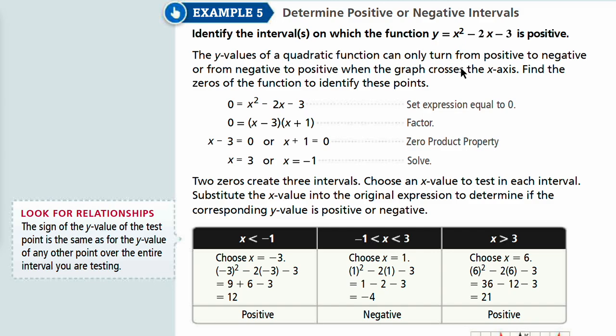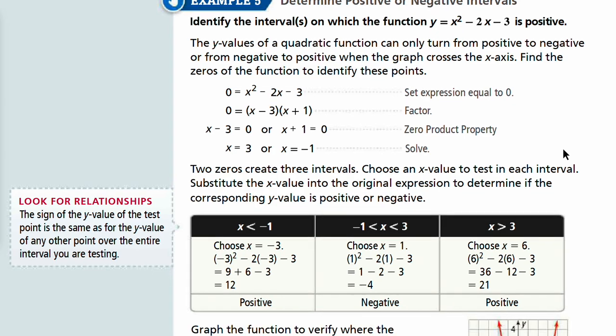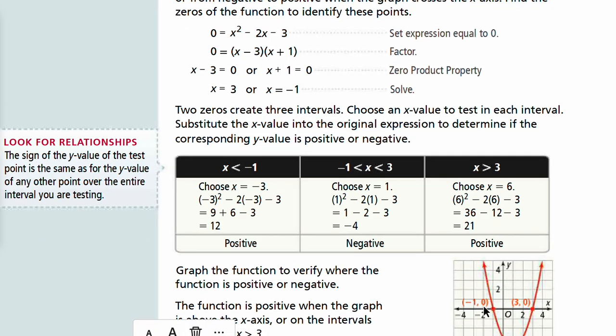for example. So the y values of a quadratic function can only turn from positive to negative or from negative to positive when the graph crosses the x-axis, because by definition, your function is positive where? Your function is positive when your graph is above your x-axis. That means the value of your range is positive.